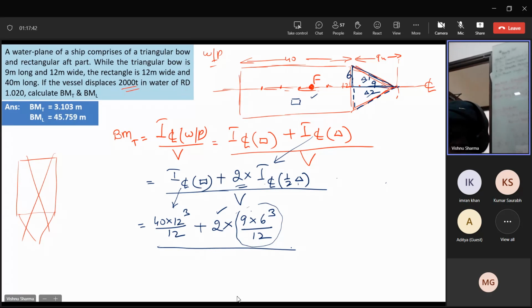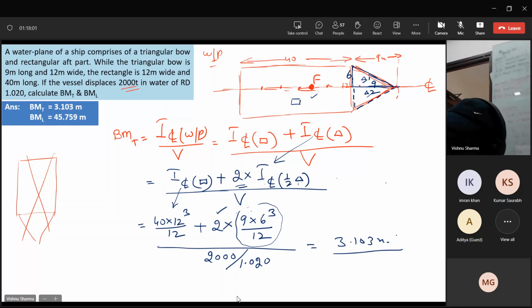Now in this case, the shape of the vessel is not given, the displacement is given. So we can divide the displacement by density, as somebody was saying in the last question, and that will give us V. And this will give us the answer to BMT of 3.103 meters.